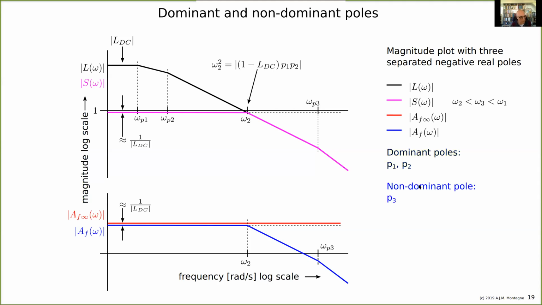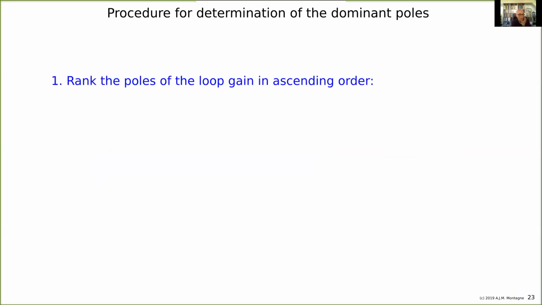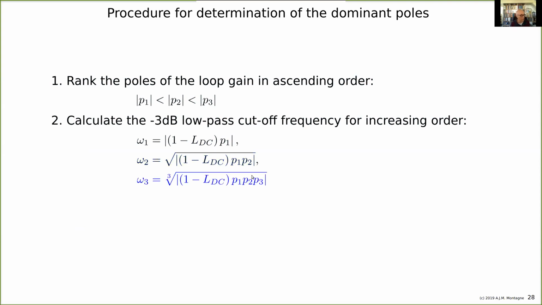So dominant poles P1, P2, non-dominant pole P3, and a pole is non-dominant if the magnitude of the loop gain at the pole frequency is smaller than unity. That's another definition. You can make many definitions of dominant poles. Now here's the procedure. We first rank the poles of the loop gain in ascending order. So we start with the smallest, then the larger, then the largest. And then we calculate the 3 dB low pass cutoff frequencies for each order. So that's exactly what I did in the picture. So the first order cutoff frequency will be 1 minus LDC times P1. The second order will be the square root of 1 minus LDC times P1, P2. And the third order will be this one, exactly as predicted.